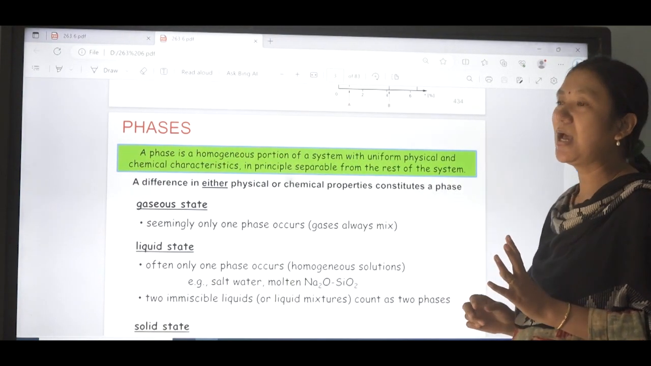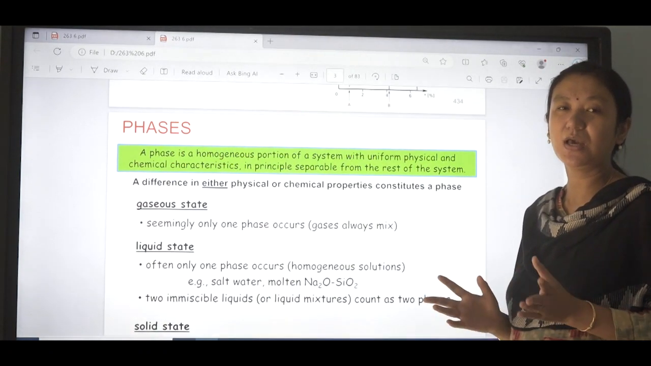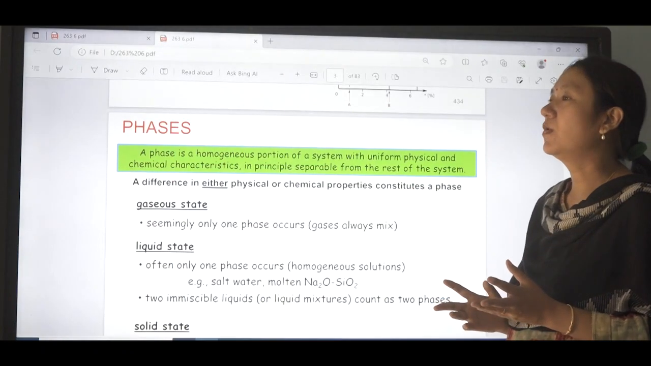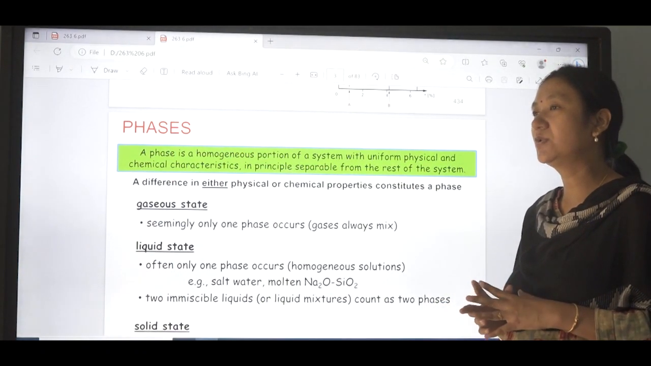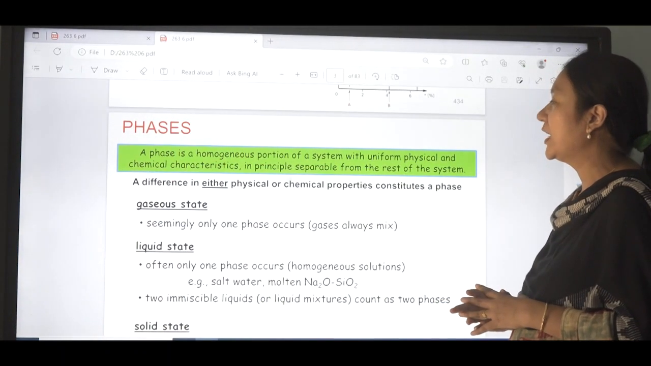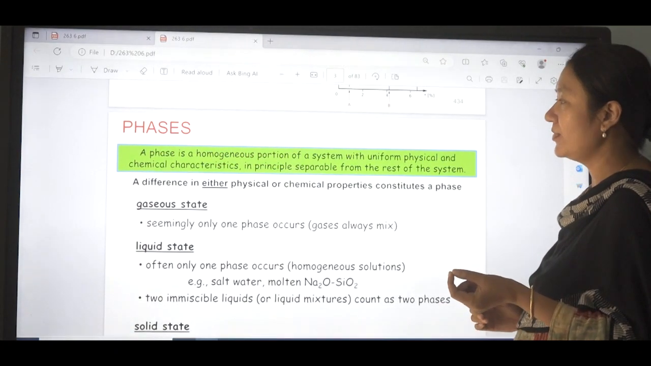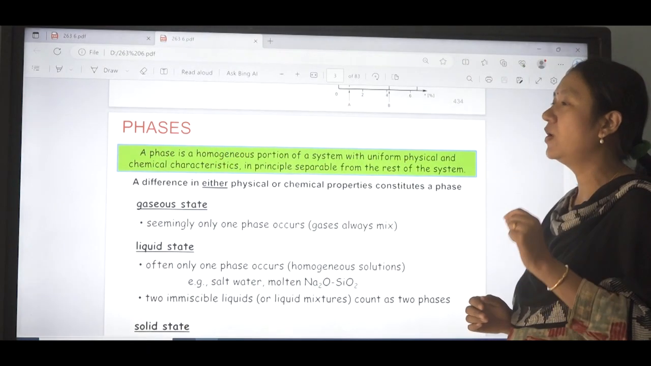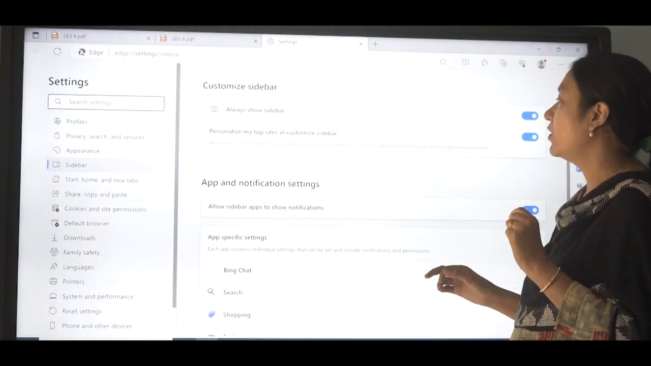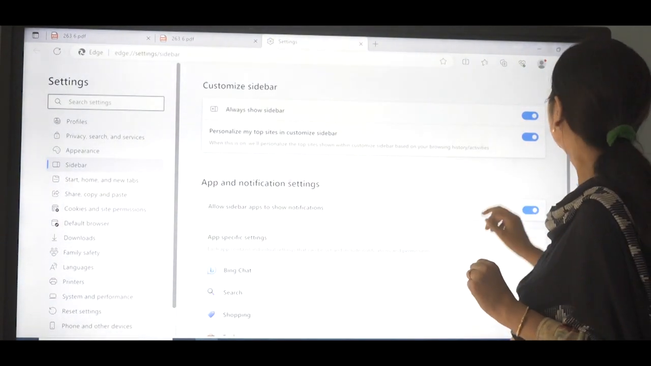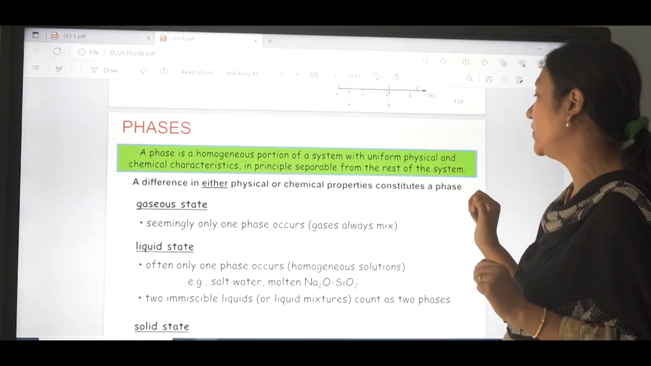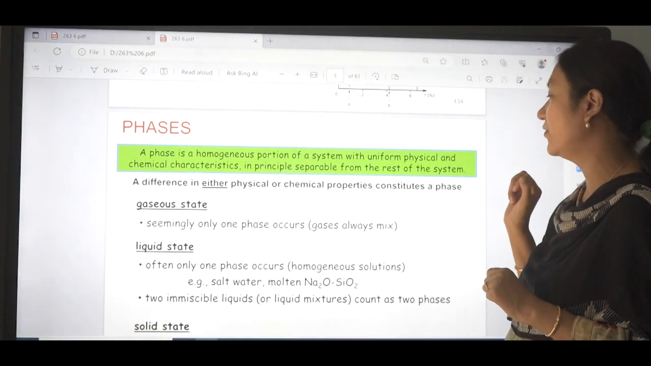In the gaseous state, seemingly only one phase occurs, even for a mixture of many gases. Suppose in our atmosphere, in the environment, we have many gases. Air is a mixture of oxygen, carbon dioxide, nitrogen, and many other gases. So we cannot say that it consists of 2 phases, 3 phases, or 4 phases. Because the air is a mixture of many gases, we will say that it is one phase.